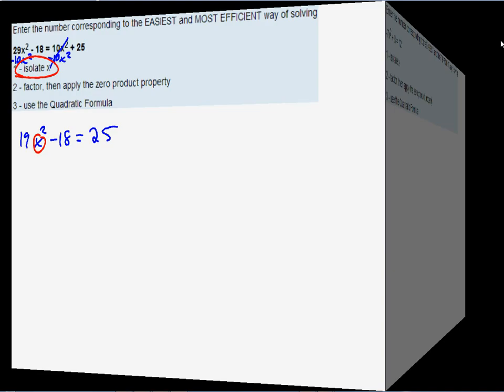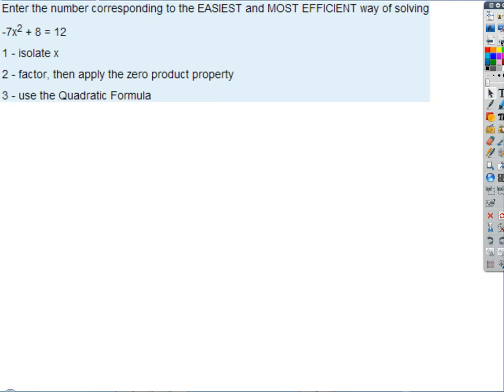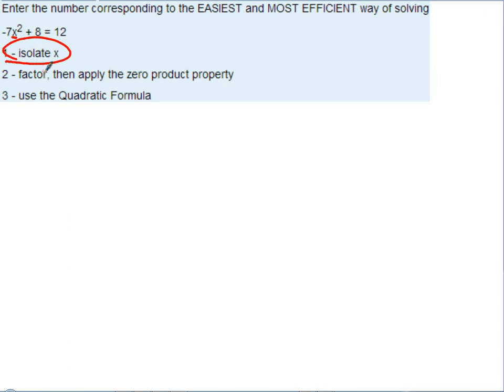This is great. Okay, what about here? Factor. No, just kidding. No, that's isolate. Absolutely. We're going to isolate because I can point to a single x, which means isolate. Just reverse order of operations and isolate. Right.